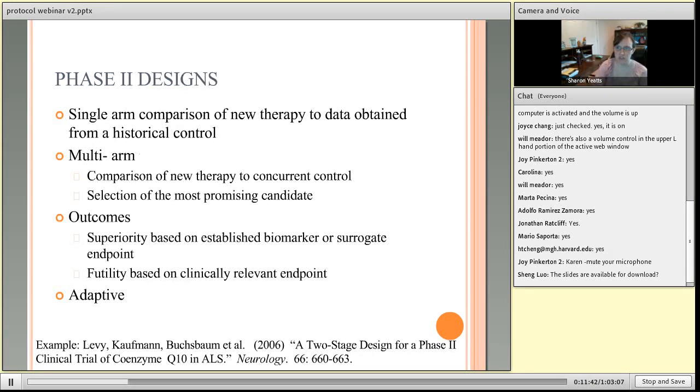Once you've established a safe dosage range or a safe dose, and you're looking for that signal of efficacy, you've moved into the phase 2 space, or at least that's how I'm going to think of it. And the phase 2 space is, I think, the hardest space to classify, because there's a huge variety of phase 2 designs based on the question that you need to answer.